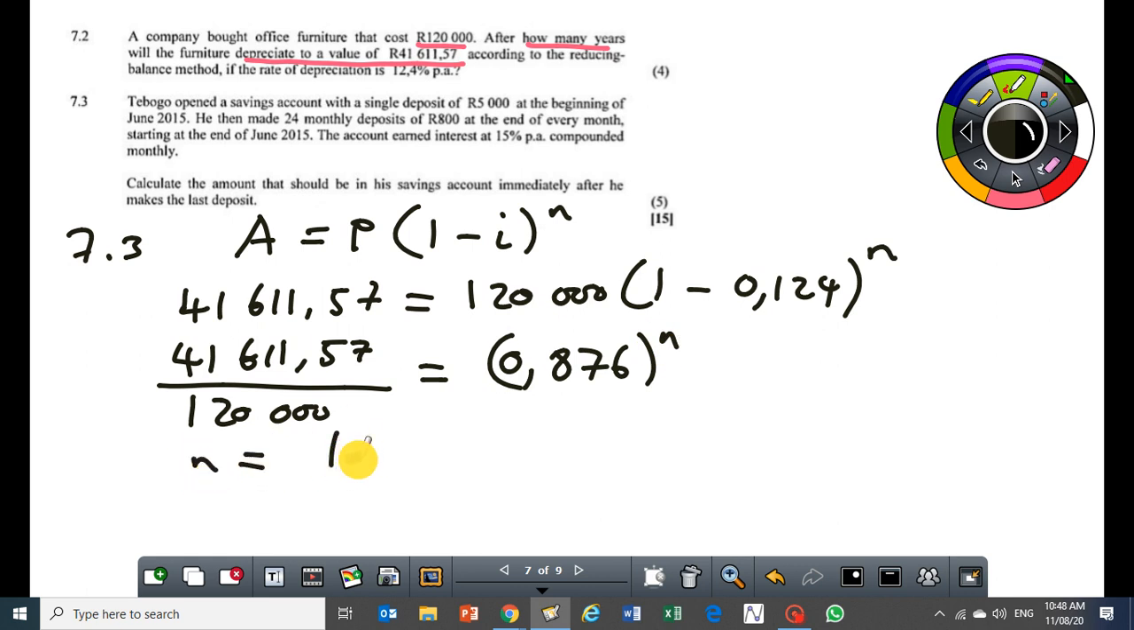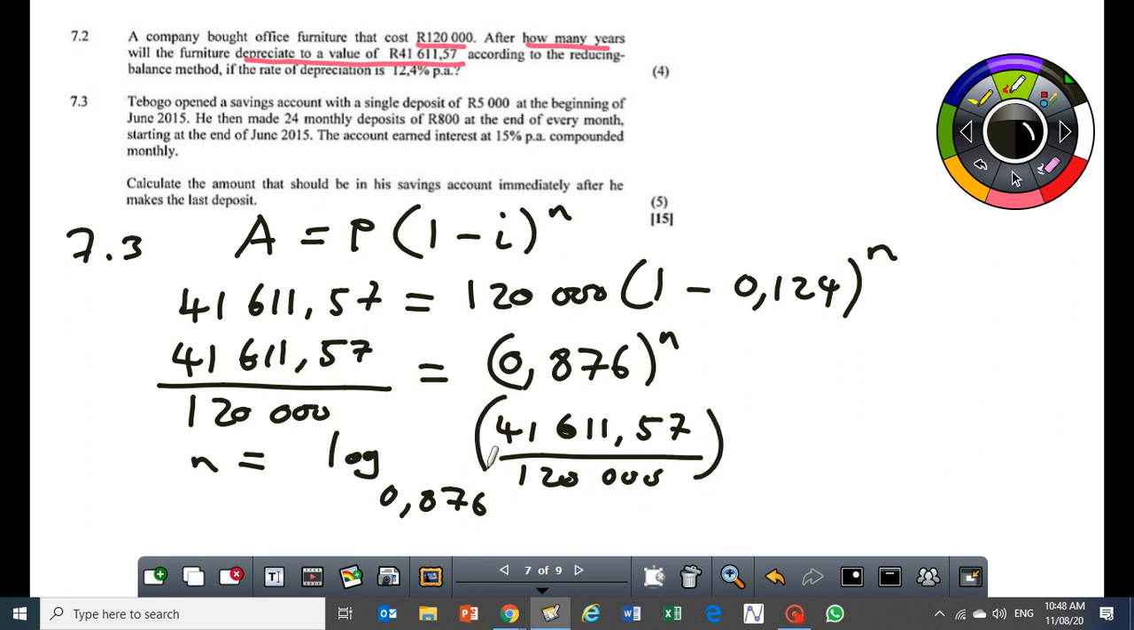So our n will be the logarithm to base 0.876 of 41,611.57 over 120,000. Okay, what do you get there? 7.999. Right, that's approximately 8. So that's 8 years. Okay. Then 7.3. Now the main reason why I did this homework was because of 7.3. So let's see if you got it.